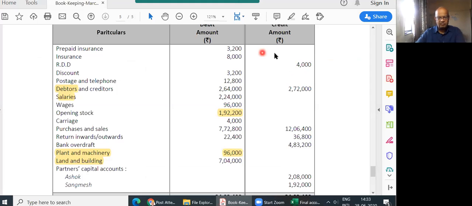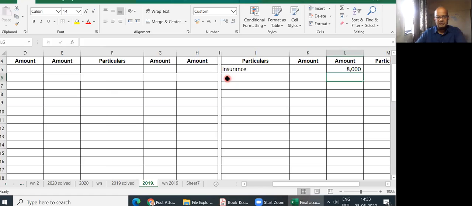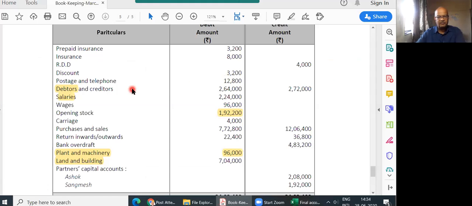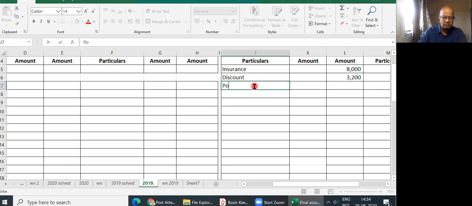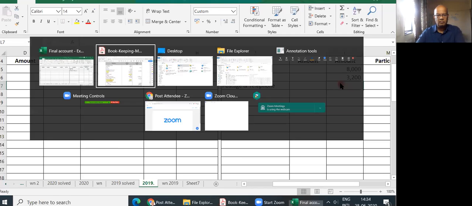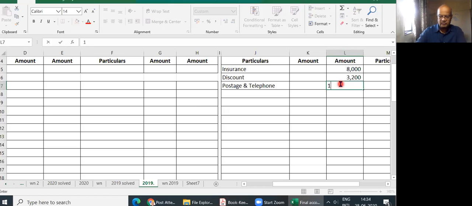RDD, when we take the credit side, we will do it. Now, discount. Discount is an indirect expenditure. It will appear on the debit side of the P&L account. Discount. Postage and telephone, 12,800.